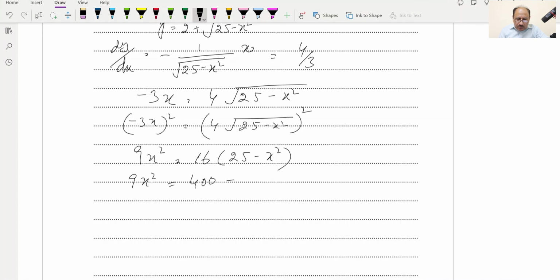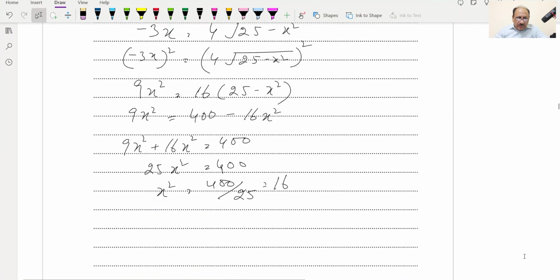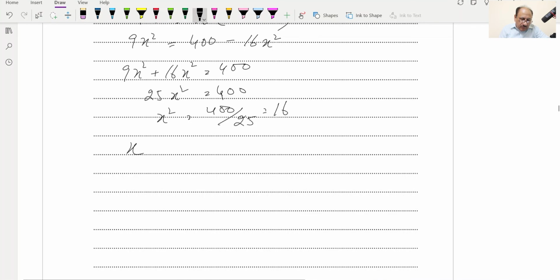So minus 16x squared. Now we can shift 16 to the other side. So 9x squared plus 16x squared is equal to 400. So 9 plus 16 will be 25x squared is equal to 400. This implies x squared is equal to 400 divided by 25, and 400 divided by 25 will be equal to 16. And we can write x value will be equal to plus minus 4.